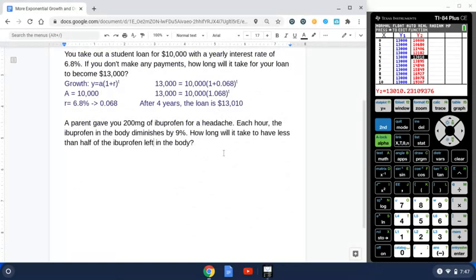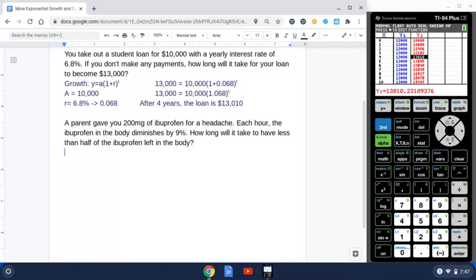So our last question here, a parent gave you 200 milligrams of ibuprofen for a headache. That's the typical amount of ibuprofen that you can find just like at the store. Each hour, the ibuprofen in the body diminishes by 9%. How long will it take to have less than half the ibuprofen left in the body?